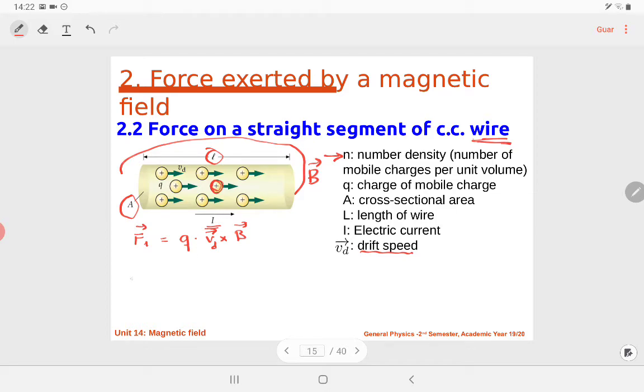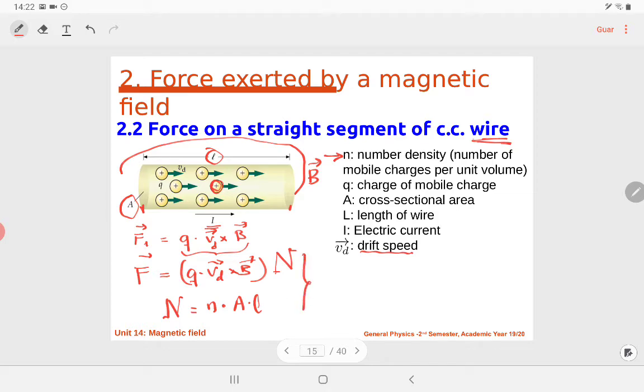So if we have many, to know the total force on this segment of wire, we will just have to take the force on each of them times the total number of charges that I have inside this segment. How many charges do I have in that segment? Well, we know the number per volume, so we just need to multiply the number density, the number of mobile charges per unit volume, with the total volume. And the total volume here is just the area times the length.